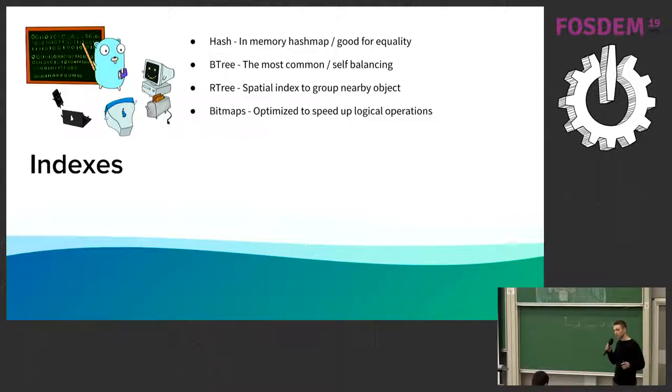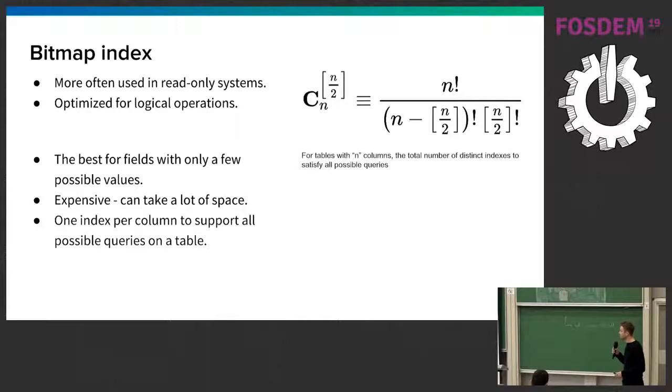R-trees are not super popular. They are used more to index multi-dimensional objects, so they are good when you try to group nearby objects. They are also self-balanced trees. And bitmaps. Bitmaps are very good to optimize logical operations. And this is what we chose for Gitbase. Bitmaps can be very expensive. Rebuilding the whole bitmap takes some time, so it's a good choice, for example, for read-only systems. Also, the best results you get is when you have a lot of data, but not many possible values.